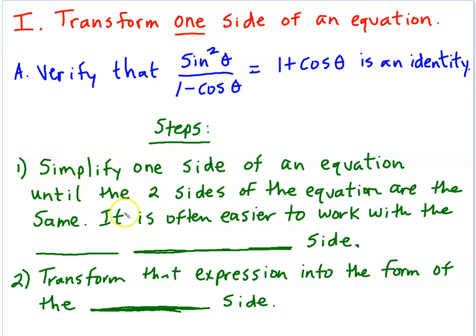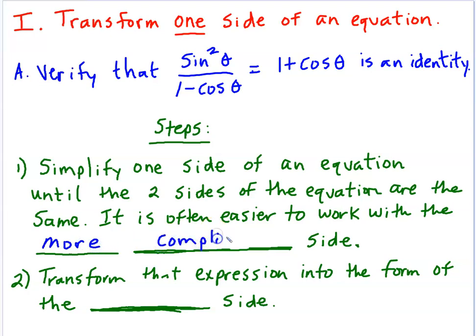Number one, as I've listed here, simplify one side of the equation. I'm going to do some examples of this, but my first few examples will only be focusing on one side of the equation being simplified. And here's a tip. It's kind of ironic, but it's often easier to work with the more complicated side.